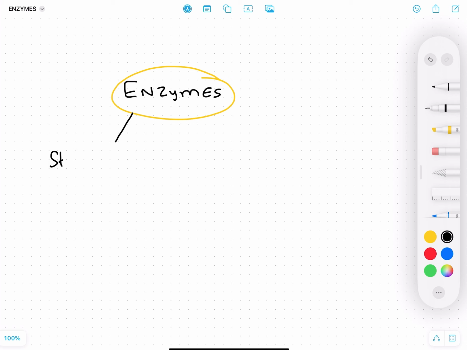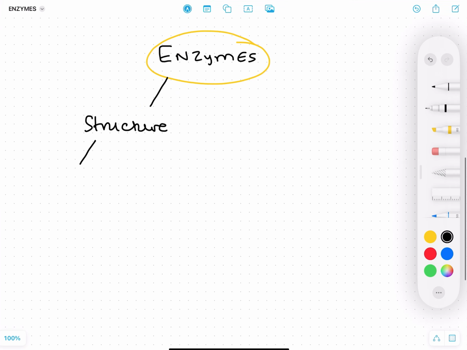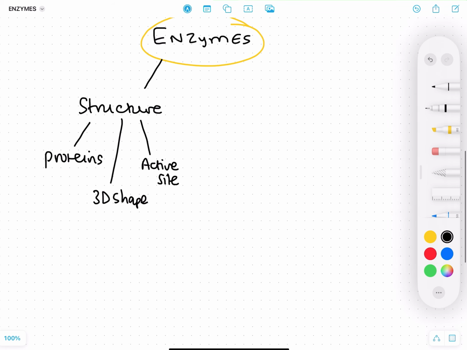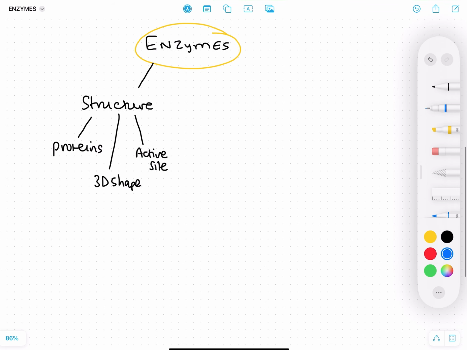Enzyme structure. Enzymes are made of proteins. They have a 3D shape and they have a specific region called an active site. Often you might have seen enzymes being drawn looking like Pac-Man. That is my enzyme. This part here is the active site.